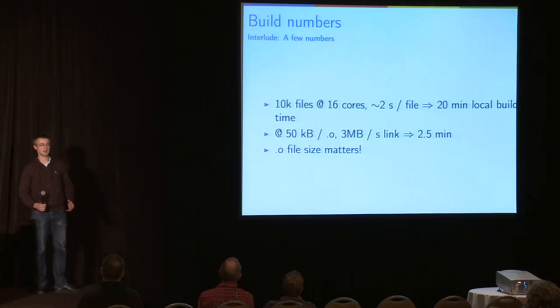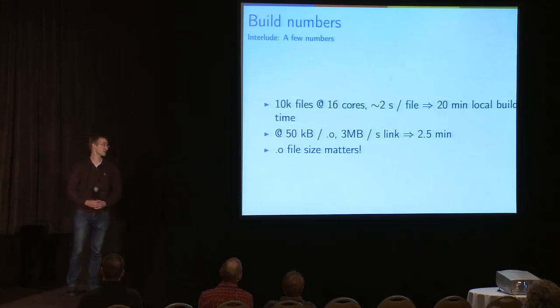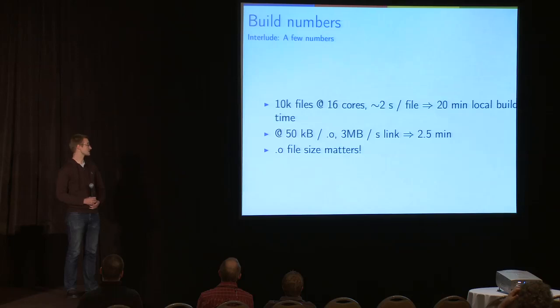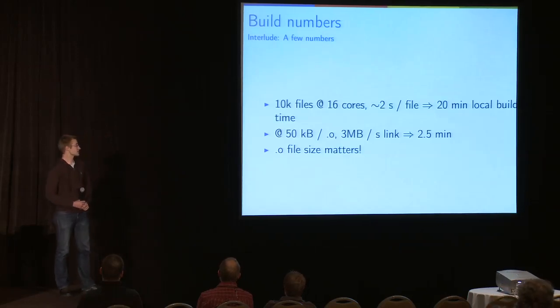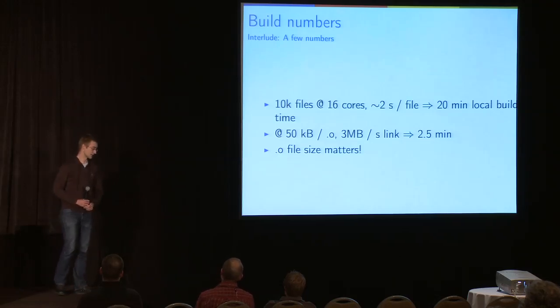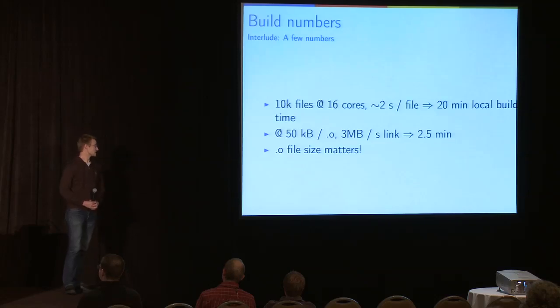But if you instead assume that you have a distributed build system with about unlimited parallelism and a .o file size of about 50 kilobytes and a downlink of about 3 megabytes per second, then it only takes about 2.5 minutes to download all the build artifacts. And it turns out we actually do have a build system like that. So our builds are 10 times faster if we do distributed builds. And our distributed build time scales with .o file size. So for us, .o file size actually matters.